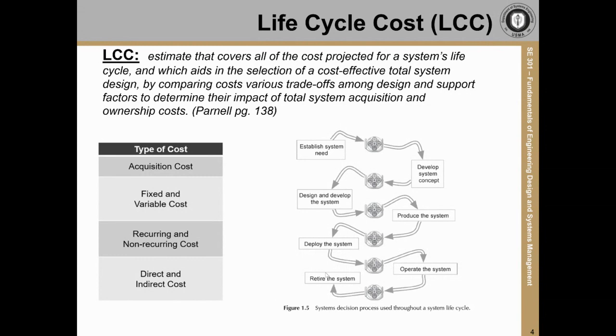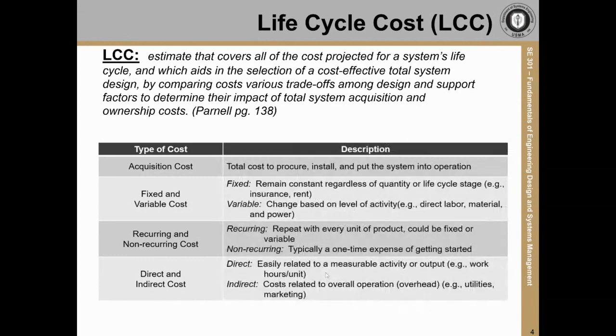When you're looking at lifecycle costs, it's useful to be able to classify your different types of costs. You can classify costs as being an acquisition cost, which is the total cost to procure, install, or put a system into operation. It's also useful to classify your costs as being either fixed or variable. A fixed cost remains constant regardless of quantity or lifecycle stage. A variable cost changes based on the level of activity.